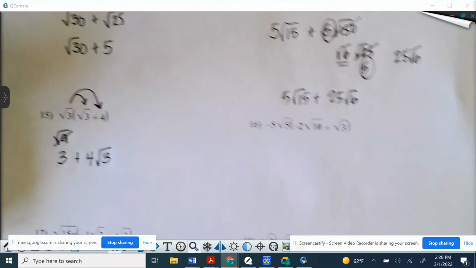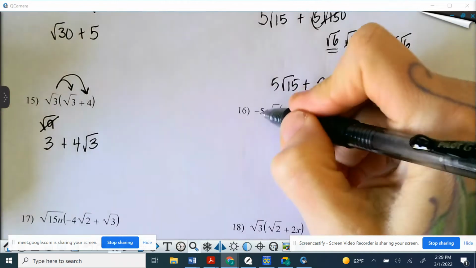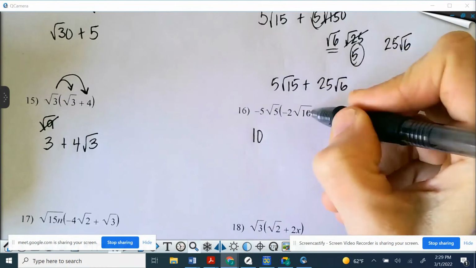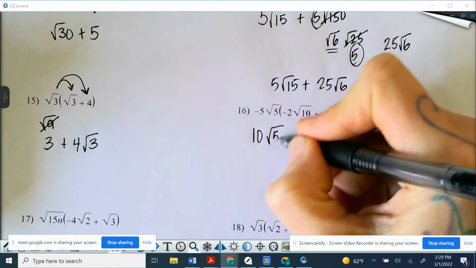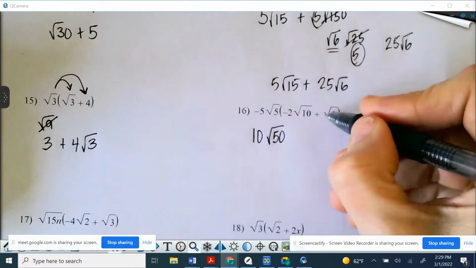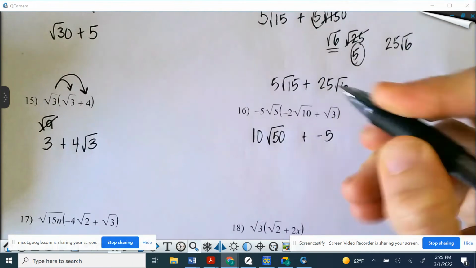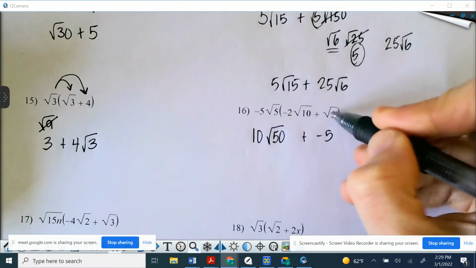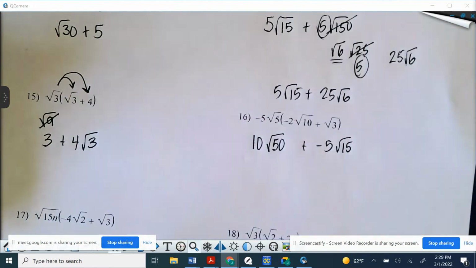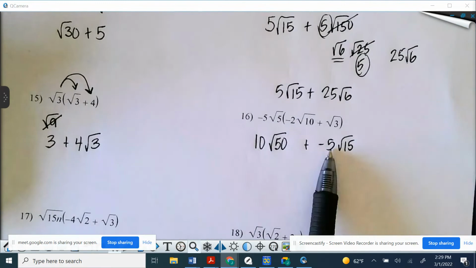Looking at number 16. So this negative 5 is going to be times negative 2, which is going to be 10. That 5 is going to be times 10. So 10 square roots of 50. Hopefully you know that 25 is in there, so we can make that one better, but we'll give it a second. So negative 5, there's not a number in the front, so it's just going to be negative 5. And then the 5 root times the 3 root is going to give me 15. And 15 is stuck the way it is. Negative 5 is fine there. We just got to work on our 50.